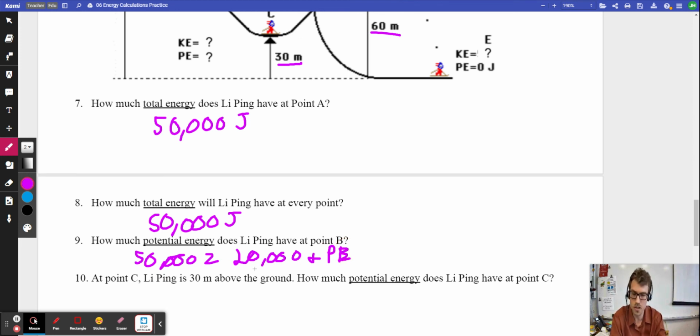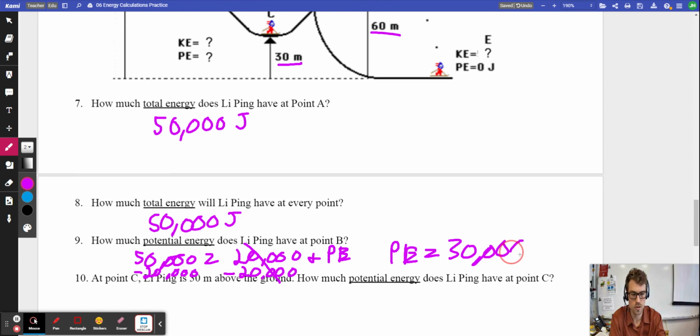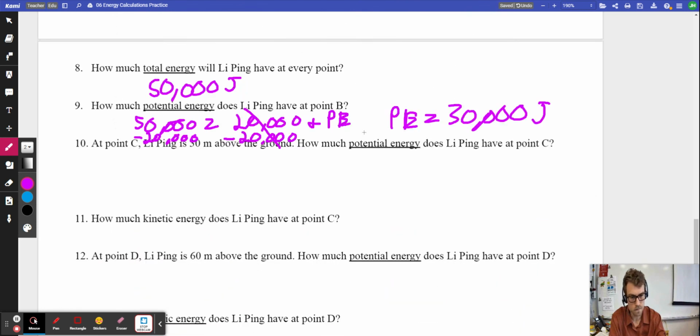How are we going to solve for potential energy? Well, we're just going to subtract 20,000 from both sides, right? We're just figuring out how much potential energy we have. And so if you take 50,000 and subtract 20,000, you will find that you have 30,000 joules of potential energy, okay? So that is how much potential energy you'll have here at point B.